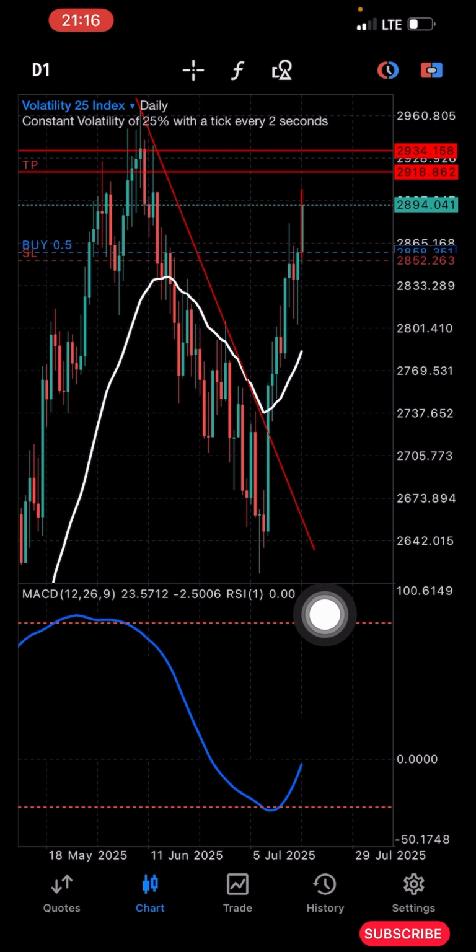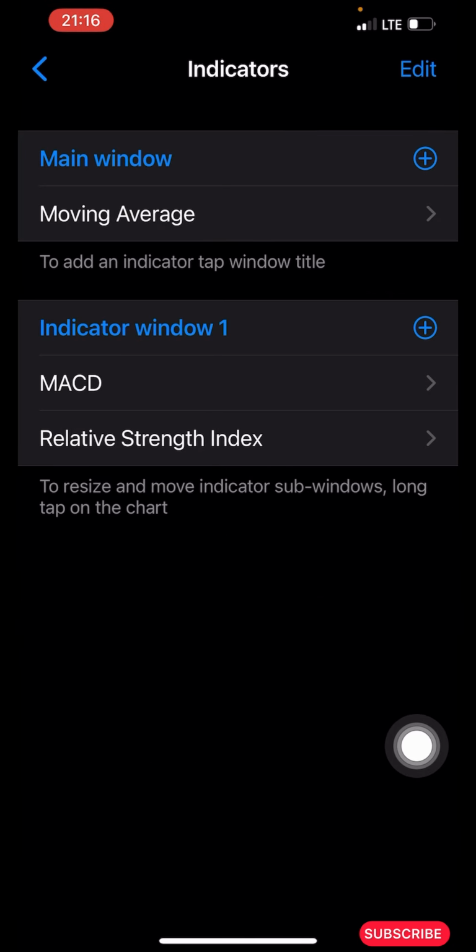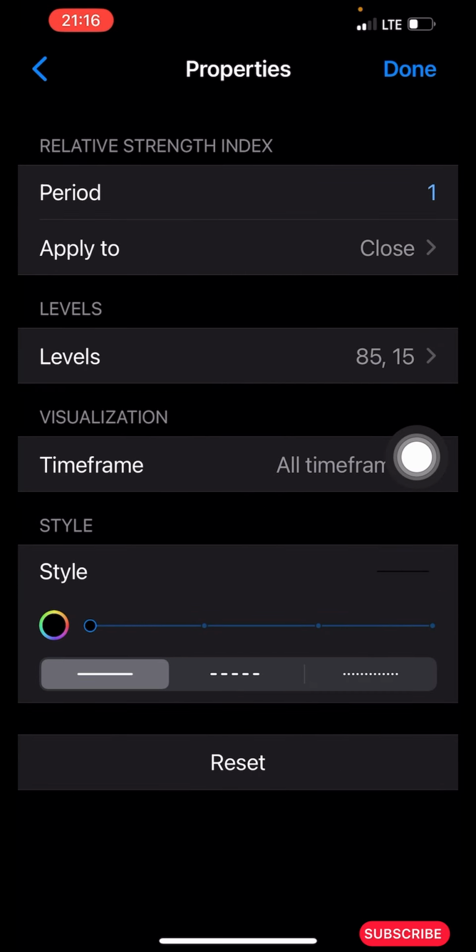For this overbought and oversold level, you have to click on the F icon again. You click on the indicator window 1 plus icon. Once you have added the MACD, the indicator window 1 plus icon will be formed. You click on this second plus icon here, then you search for your relative strength index. These are the properties for the relative strength index: the period is 1, apply to close.